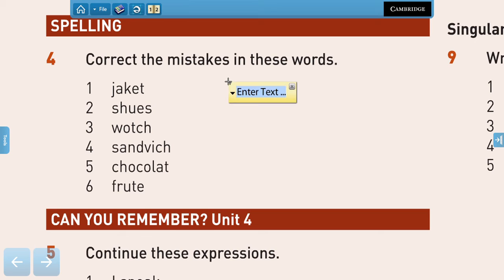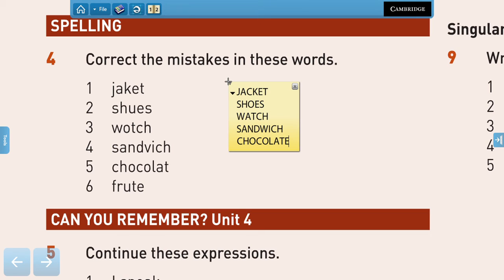So we have, number one, a jacket, shoes, a watch, a sandwich, chocolate, very simple, right? And fruit. Chocolate and fruit.